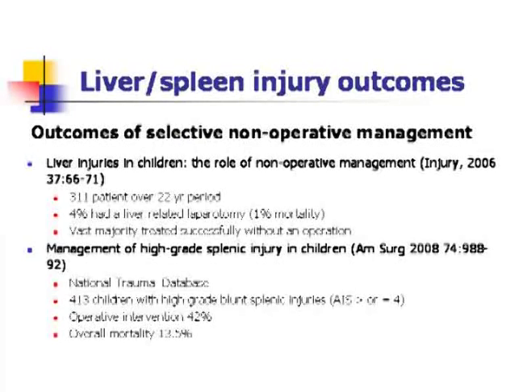Okay, so this is data from the National Trauma Database. They had 413 kids with high-grade blunt splenic injuries. The abbreviated injury score was greater than or equal to 4. Their operative intervention in that group was 42%, and their overall mortality was 13%, which I think seems kind of high.